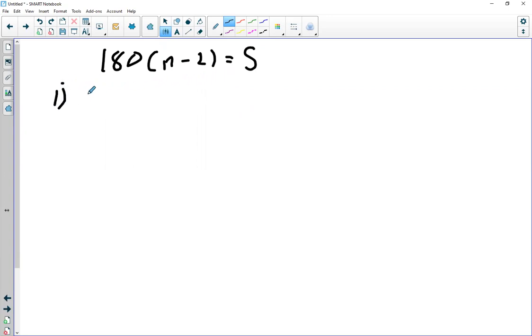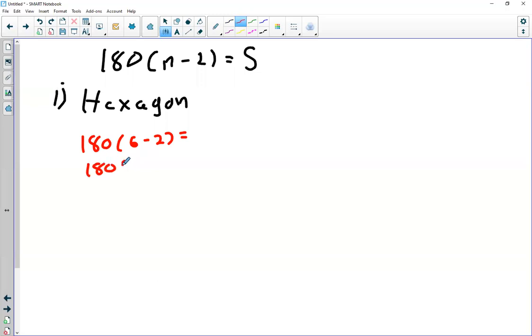The first thing I can tell you: I'll give you a shape, so I might say hexagon. You need to know how many sides a hexagon has. How many sides does a hexagon have? 8? That's an octagon. 6. So we do 180 times (6 − 2), which is 180 times 4, which is 720. Basics of that.